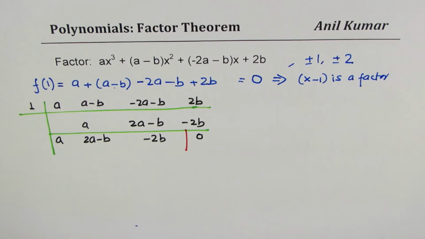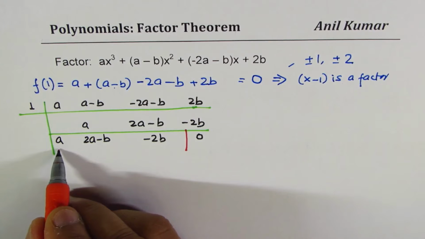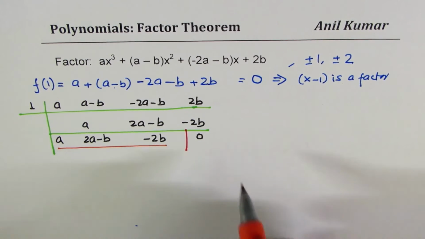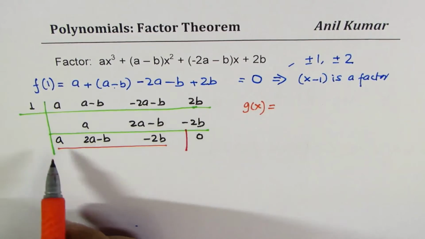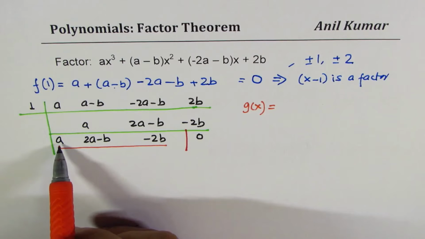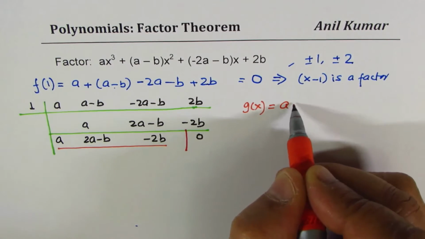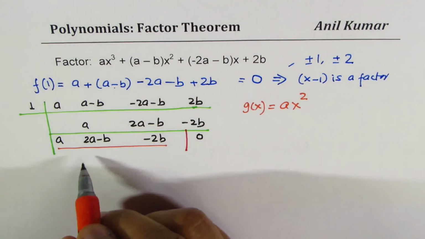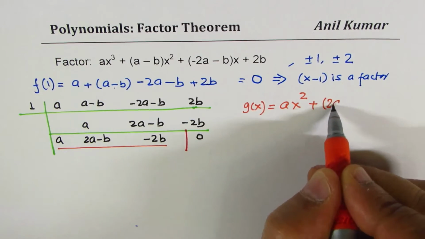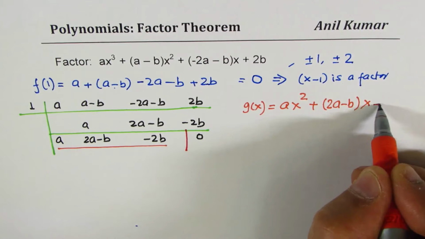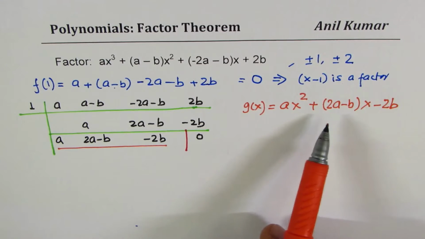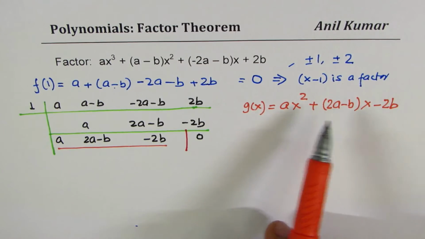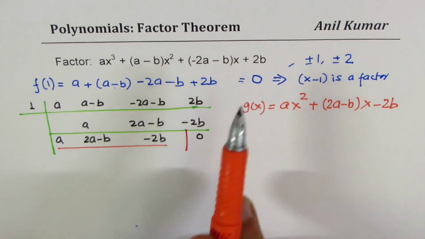So basically, what we landed up with is the second expression, let me write down this second expression separately. We are saying g of x is equal to, since we divided a cubic, this is a quadratic function, ax squared plus (2a minus b)x minus 2b, correct? Now we could do sum and product, or let's go ahead with the factor theorem itself.